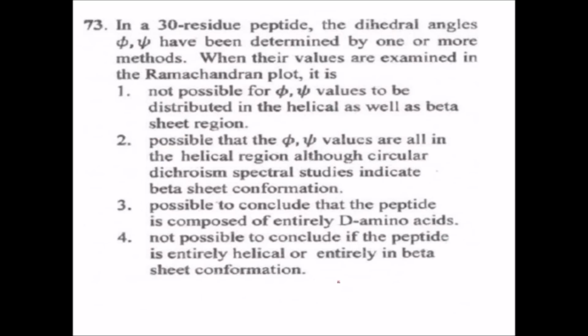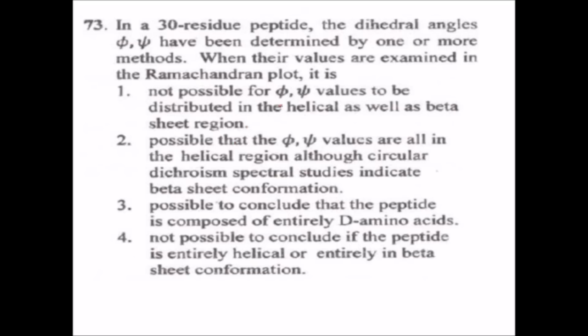Move to the next question. In a 30 residue peptide, the dihedral angles phi and psi have been determined by one or more methods. When their values are examined in the Ramachandran plot, the first point is: it is not possible for the phi and psi values to be distributed in the helical as well as beta sheet region.